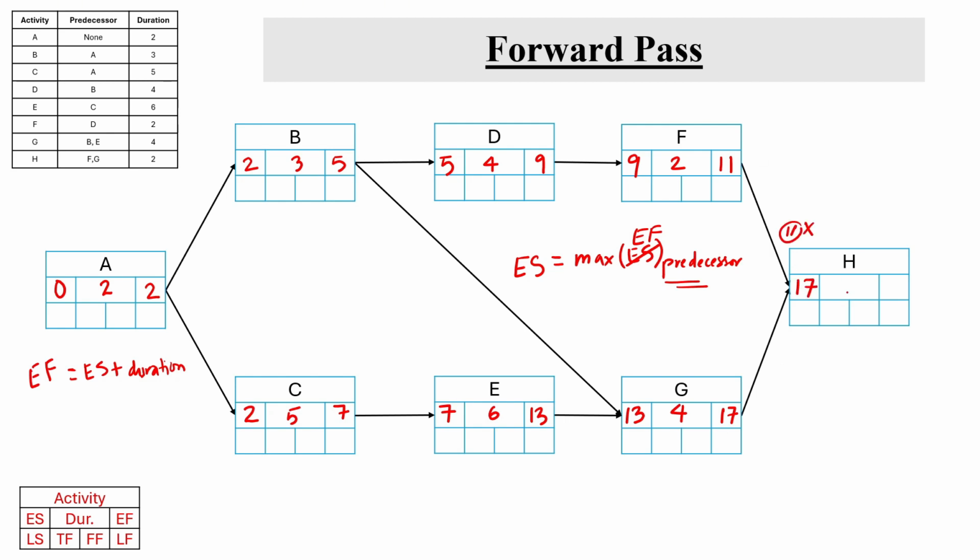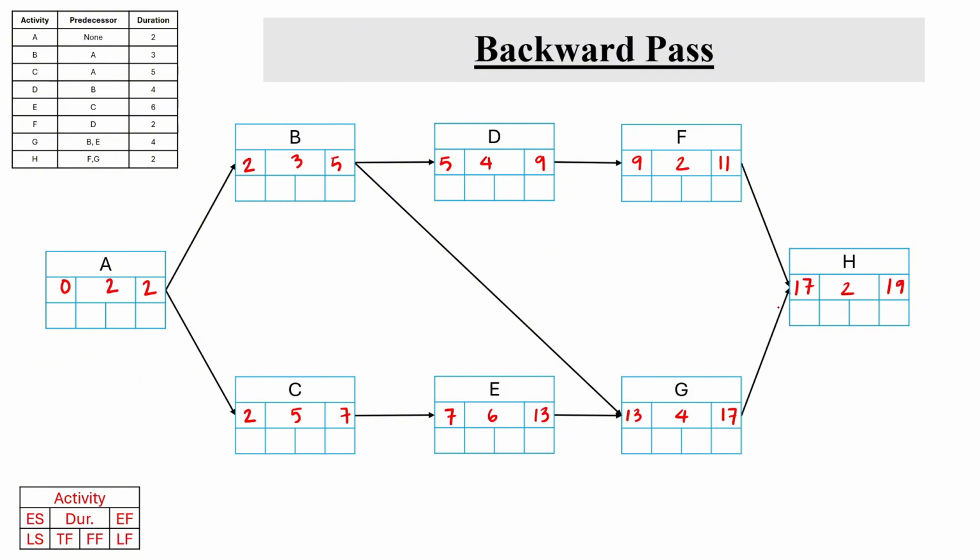Now duration of activity H is 2, so 17 plus 2, early finish of activity H would be 19. Now let's look at the backward pass. By performing the backward pass, we can look at the latest schedule of each activity. In the backward pass, we start from the last activity and progress towards the first activity. So now we know that the total project completion would be 19 days. So the late finish of activity H would be 19 days.